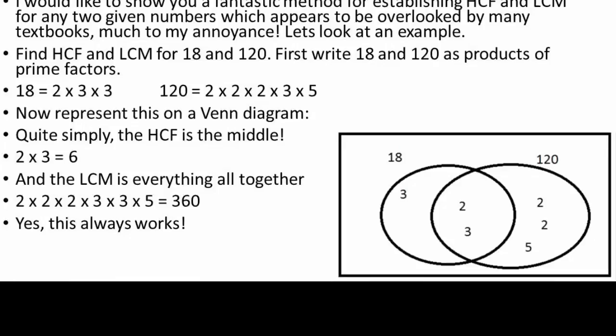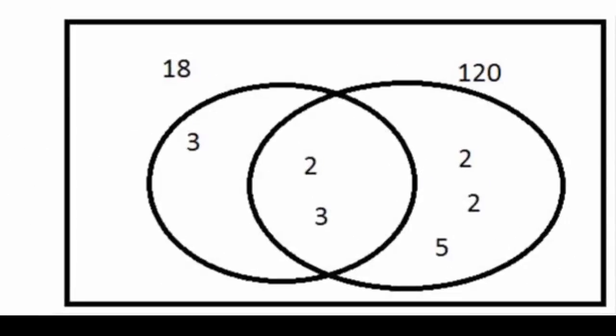So how do we do it? Well, okay, if we just draw a Venn diagram out and we include all the prime factors of 18 and all prime factors of 120, and on the overlap of the Venn diagram, the intersection that is, we're going to include the prime factors which they both share, yeah? So they both share a 2 and a 3, but 18 has an extra 3 which can go on its side outside the intersection.